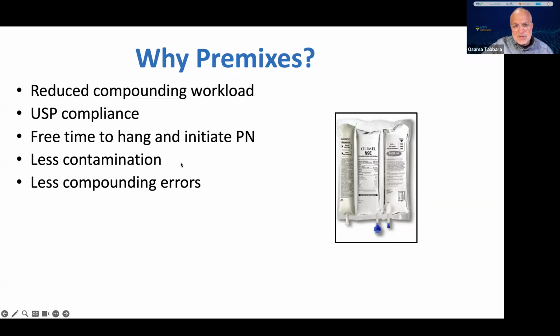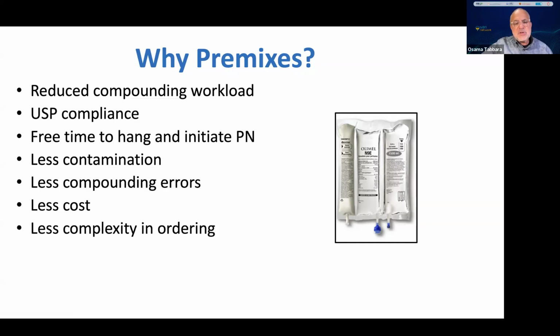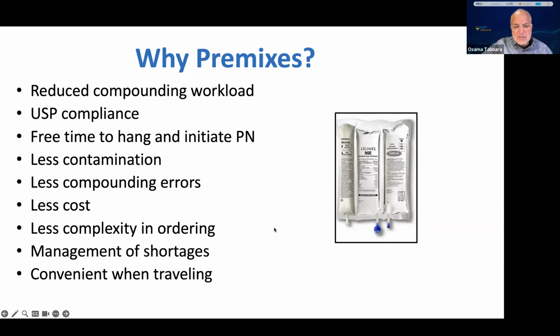We have fewer errors. It's also 20 to 30% cheaper than customized parenteral nutrition. It is less complex in ordering. And at the same time, which is the most important, you can never run out of or face a shortage of medications, because all the 20 or 30 elements are available in one bag. So if you have a single shortage of nutrients, this can be solved by having the premixes.